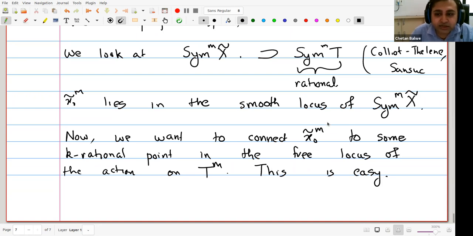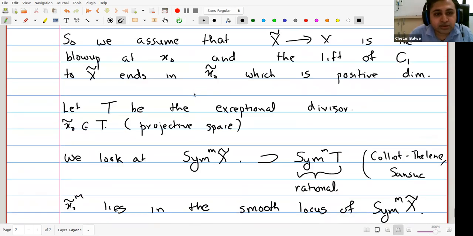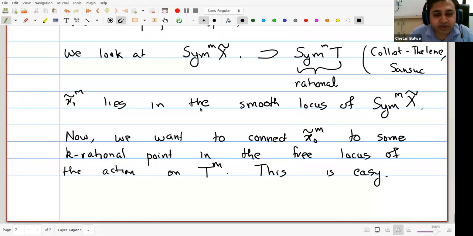Once this is done, then you connect x naught tilde to the m to such a point, a k-rational point. And so basically you have connected the generic point of the symmetric power by a chain whose nodes are all in the free locus, and it ends up at a k-rational point, which is also in the free locus. Of course, in this process, you have had to change your x and replace it by a different model, but that is permissible. And then as a result, this is how we get this result.